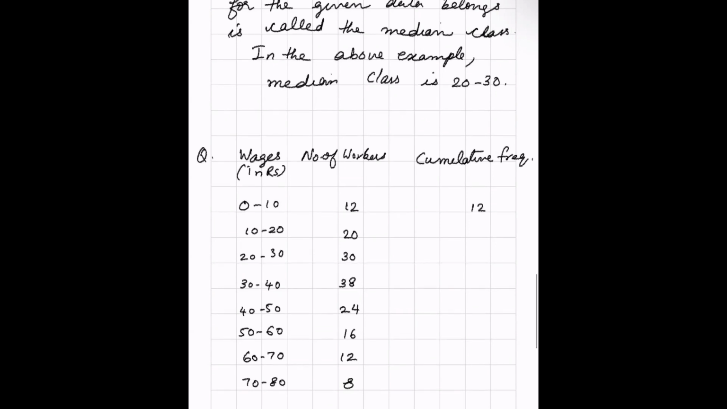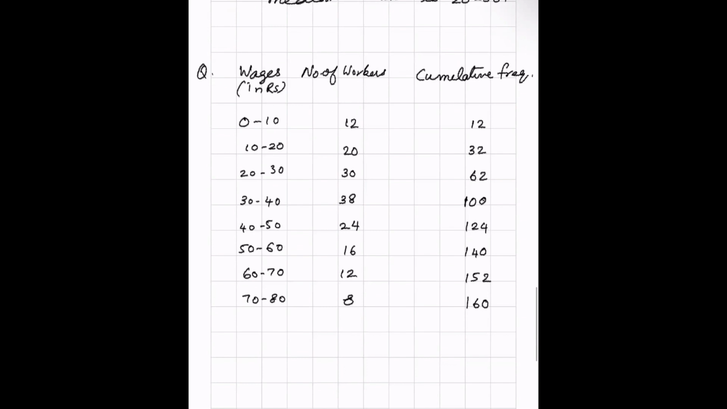12 plus 20, 32. 32 plus 30, 62. 62 plus 38, 100. Then you have 100 plus 24, 124. Then 140, 16. Yeah, so 140. Then 152, then 160. So this is your cumulative frequency.